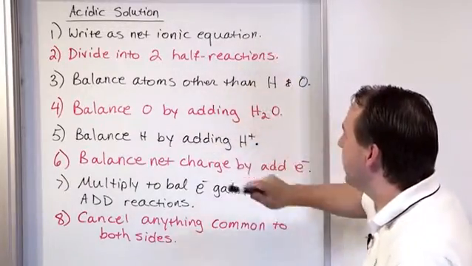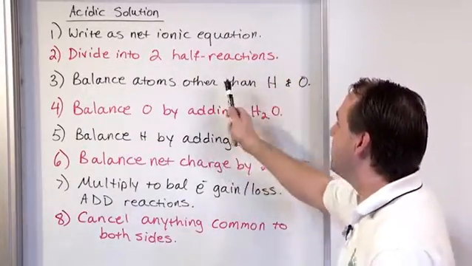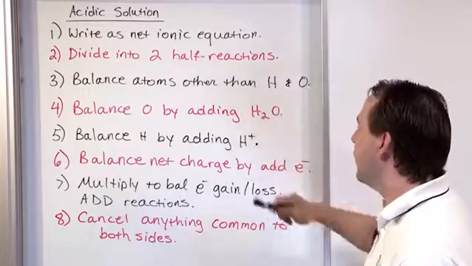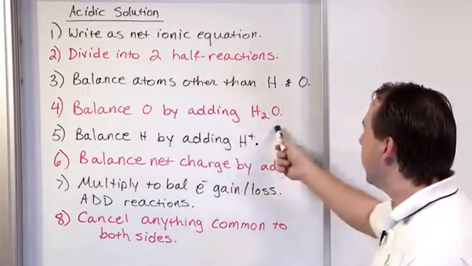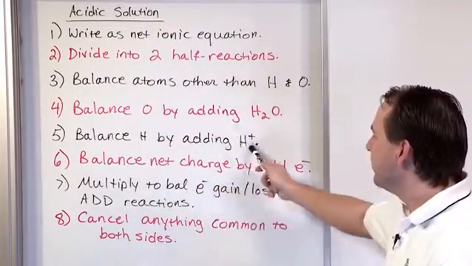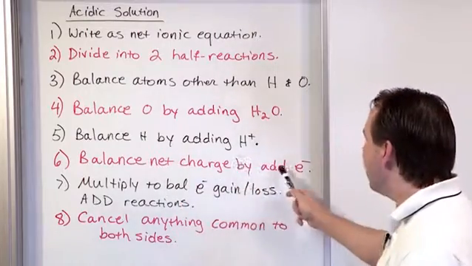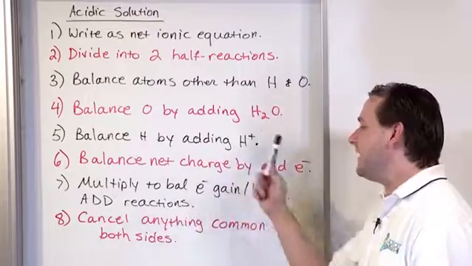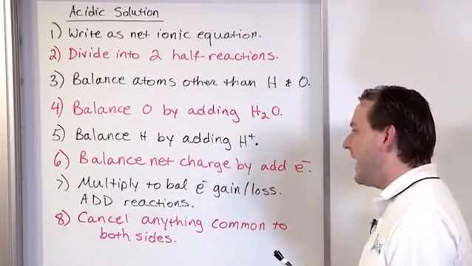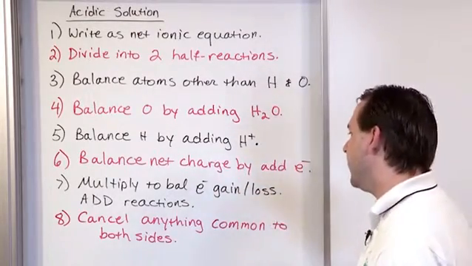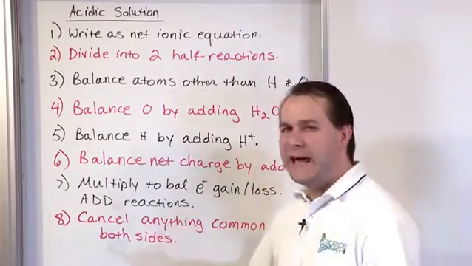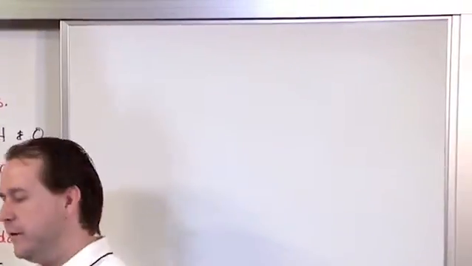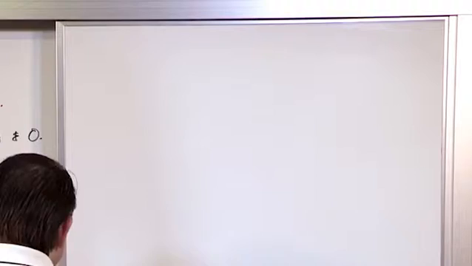Write it as a net ionic equation, divide it into half reactions, balance everything except for H and O. Then you balance oxygen with water, then you balance hydrogen with hydrogen ions, then you balance net charge by adding electrons wherever you need to. Then you balance the gain and loss of those electrons in each of the half reactions by multiplying, and then you add the reactions, then you cancel everything that's left. That should yield a consistently balanced equation every single time.